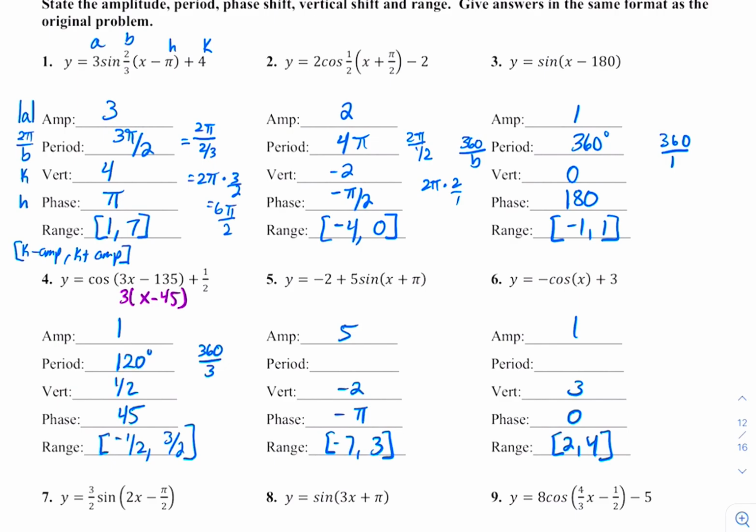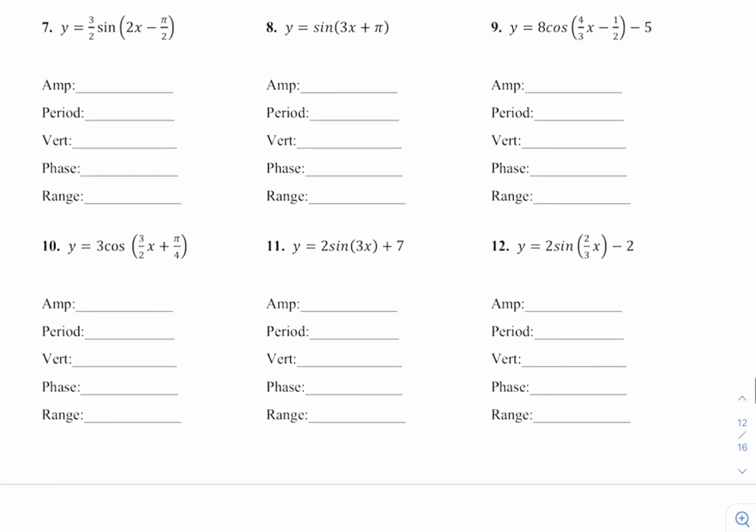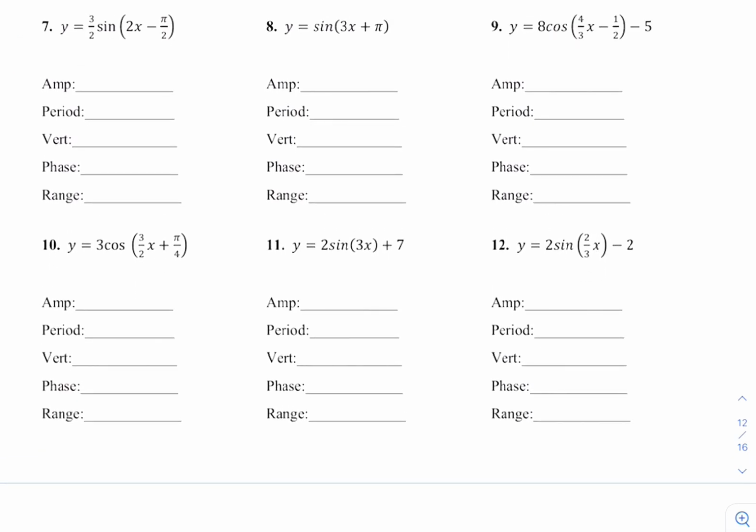5 is factored, so my b is 1. So this is 2π. So again, I'm taking that 2π divided by b. And b is also 1 on number 6, so this will be 2π for the period. All right, so next 6, again, go ahead and pause the video and then work on answering these 6 questions.